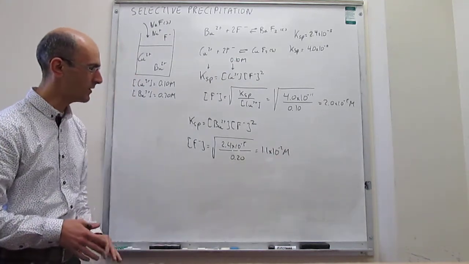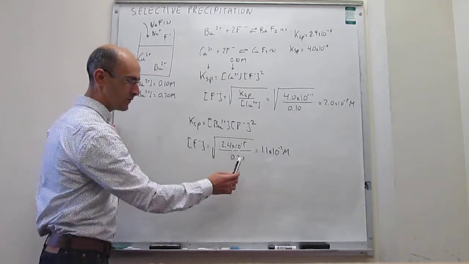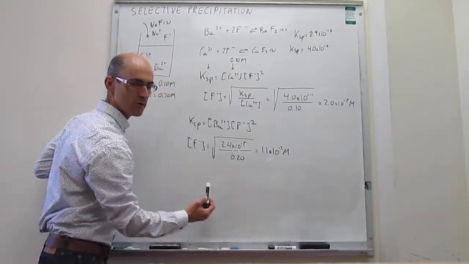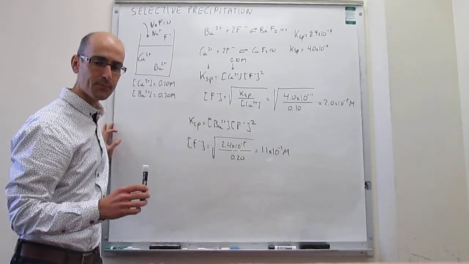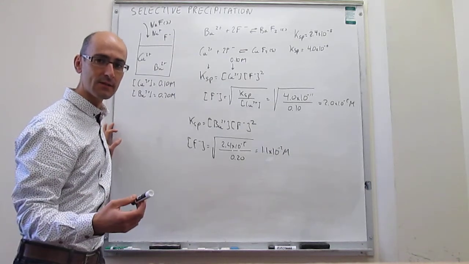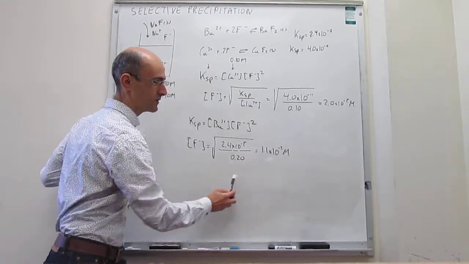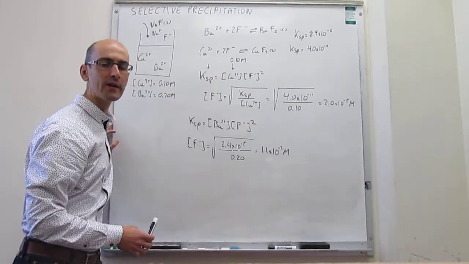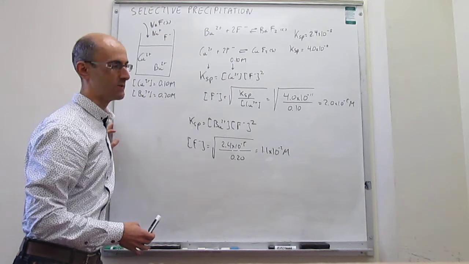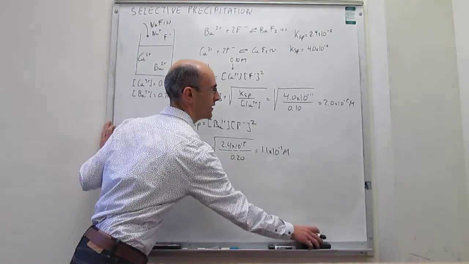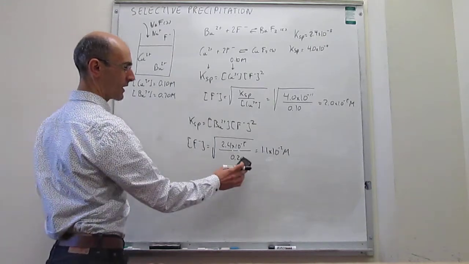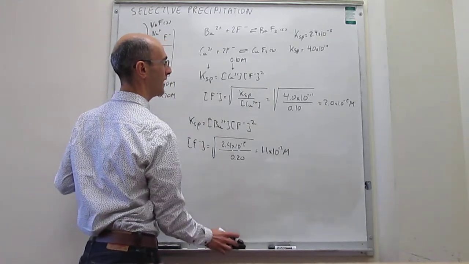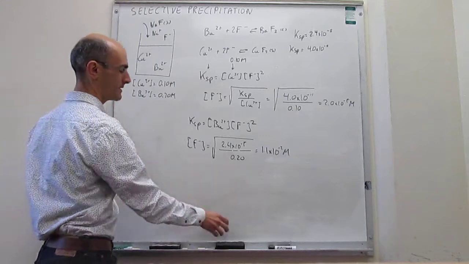Okay, so here's the idea. What we're going to do is take the limiting concentration of fluoride that you can add before barium precipitates, and then see how much calcium is left over with this limiting concentration of fluoride at which barium fluoride starts precipitating. Right, so here we go back to the solubility product, and then we simply calculate the concentration of calcium left over.